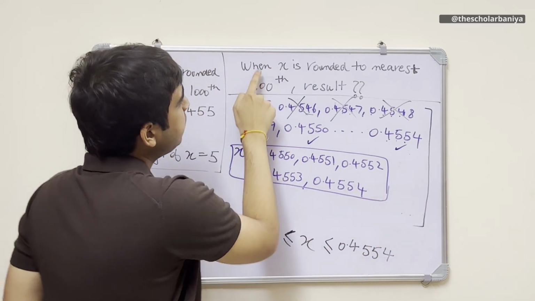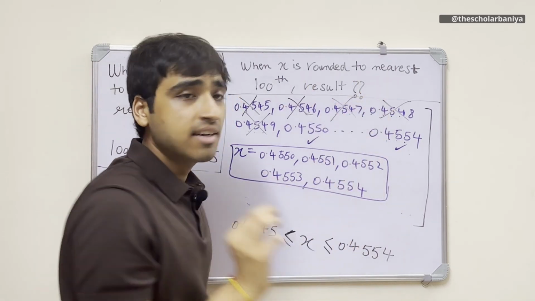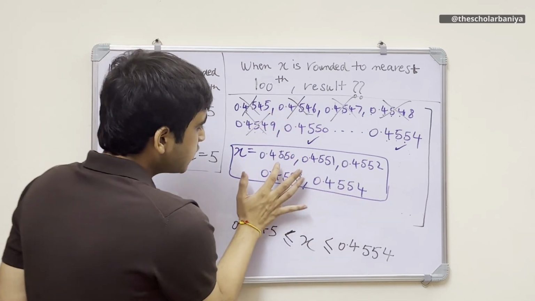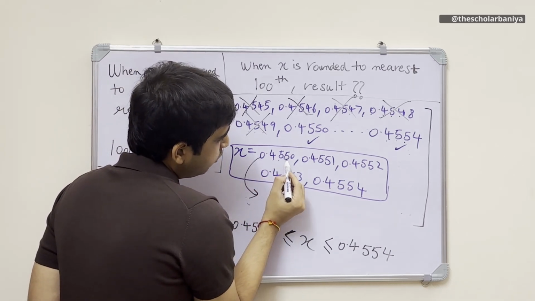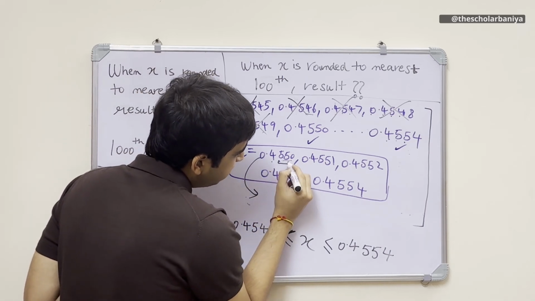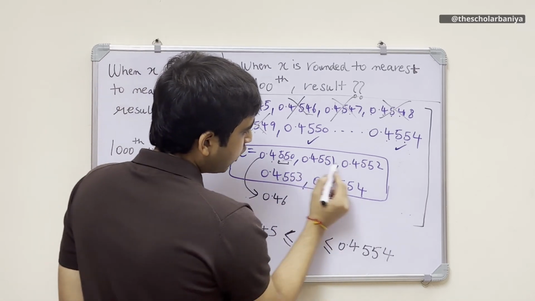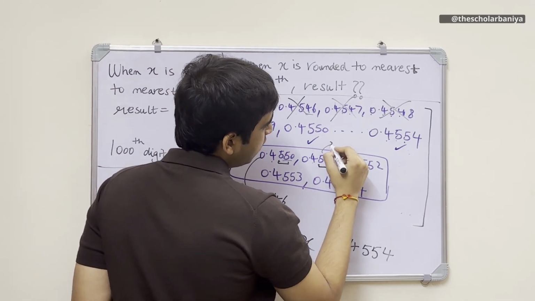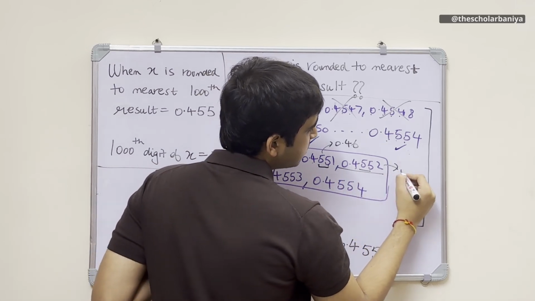Now, what were we asked? We were asked that when x, meaning all these possible values, is rounded to the nearest hundredth, what will be the result? If we round this off to the nearest hundredth, tenths, hundredths, so 0.455 will become what? This is the tenth, this is the hundredth, so 5. What will 5 become? 6. So this will be 0.46, right? If we talk about this one, tenths, hundredths, this will become again 0.46. If we talk about this, again 0.455, this will also become 0.46.